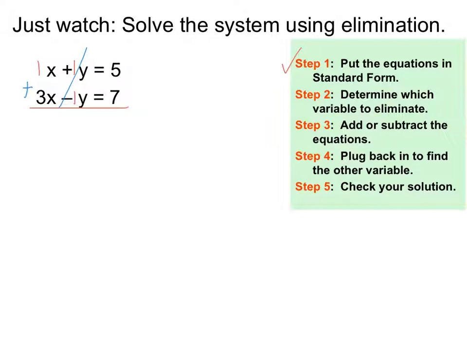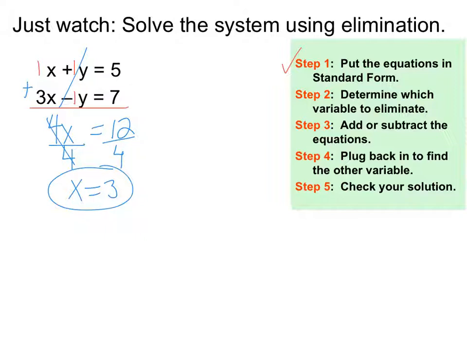It's kind of like combining like terms when you do the adding or subtracting. So then we've got 1x plus 3x, which is 4x, and 7 plus 5 is 12. And then we're going to solve for x. X would be 3.